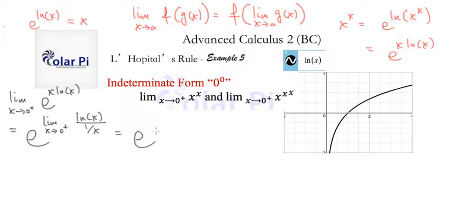Applying L'Hopital's rule, we have e to the limit as x goes to 0 from the right of the derivative of ln of x, which is 1 over x, divided by the derivative of 1 over x, which is negative 1 over x squared. If we simplify this ugly looking quotient, we get negative x squared divided by x, which is simply negative x.